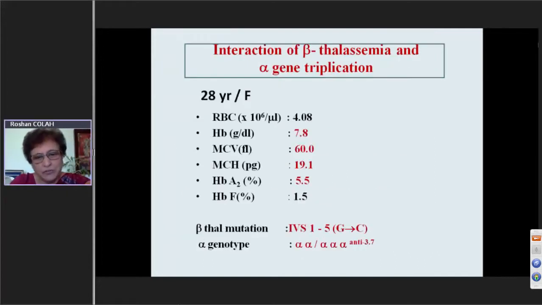So this is an example of interaction of alpha gene triplication leading to a thalassemia intermedia presentation. This lady, she always has a hemoglobin between 7 and 8 grams. Although her indices are low, she has a typically raised A2. And you can see here, along with the severe beta thalassemia mutation IVS15, she has an additional alpha gene. So such cases are often seen, and they can present as a thalassemia intermedia picture.